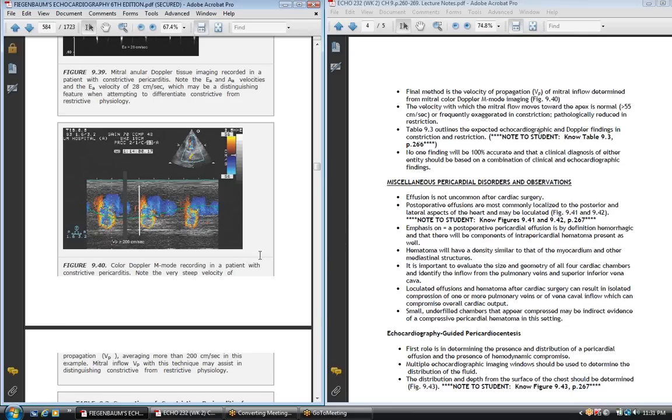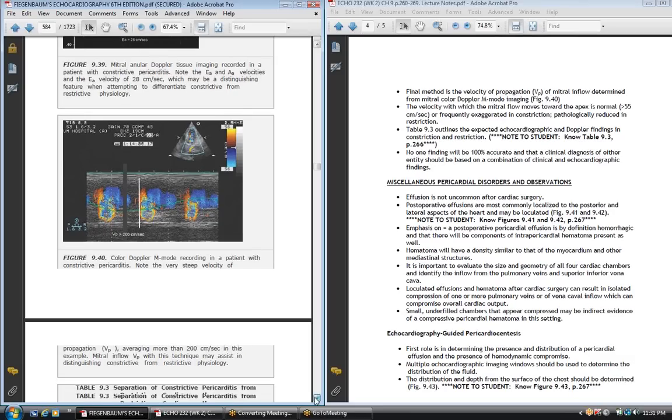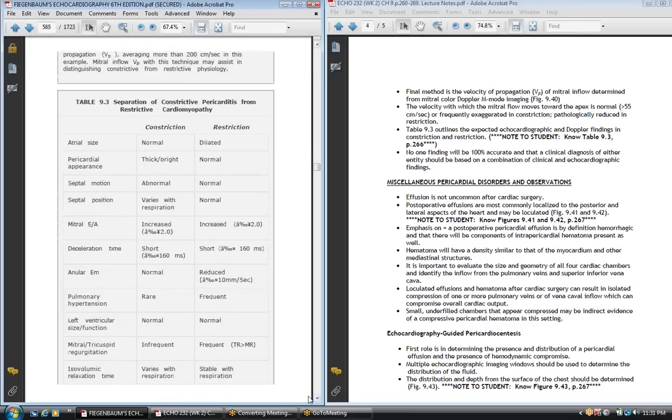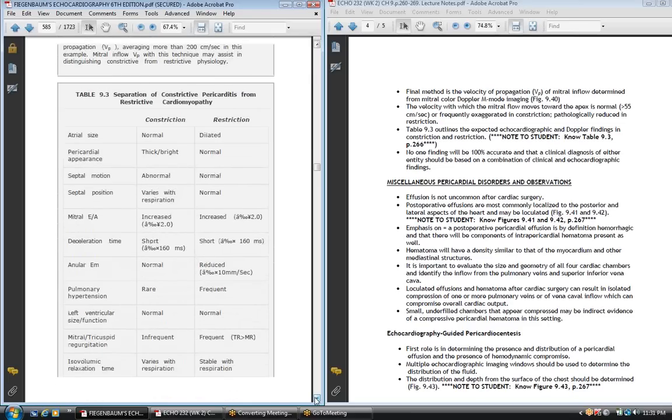Table 9-3 outlines the expected echo and Doppler findings in constriction and restriction. So let's jump down to 9-3 and go through these real quickly. Atrial size in constriction is normal, restriction dilated. Biatrial enlargement is in restriction. Pericardial appearance is thick and bright in constriction, normal in restriction. Septal motion, abnormal in constriction, normal in restriction. Septal position varies with respiration in constriction, normal in restriction.